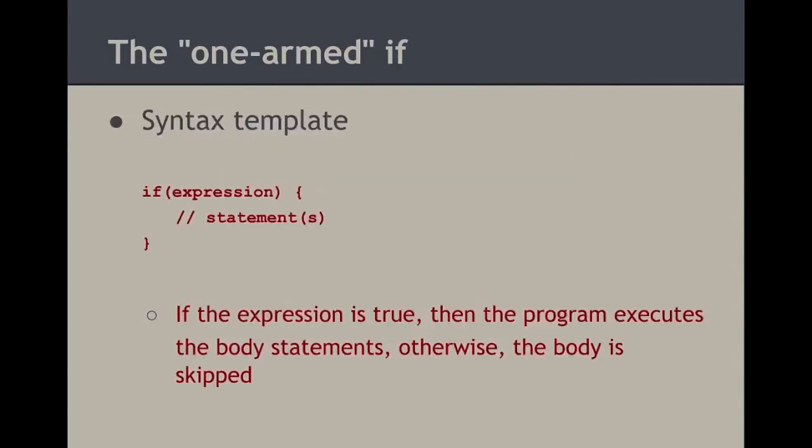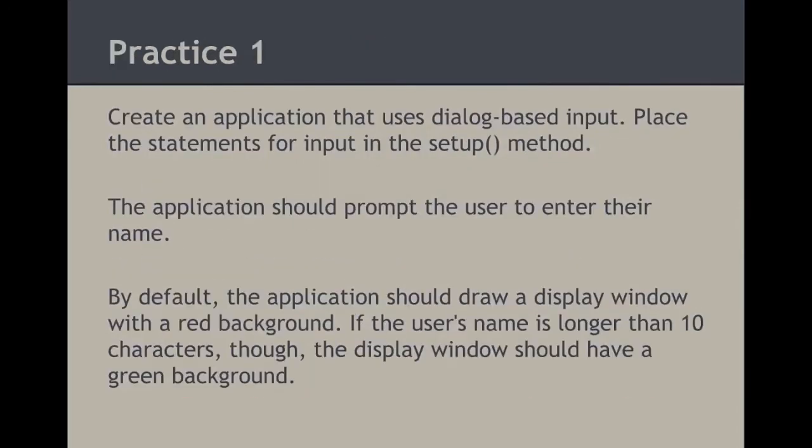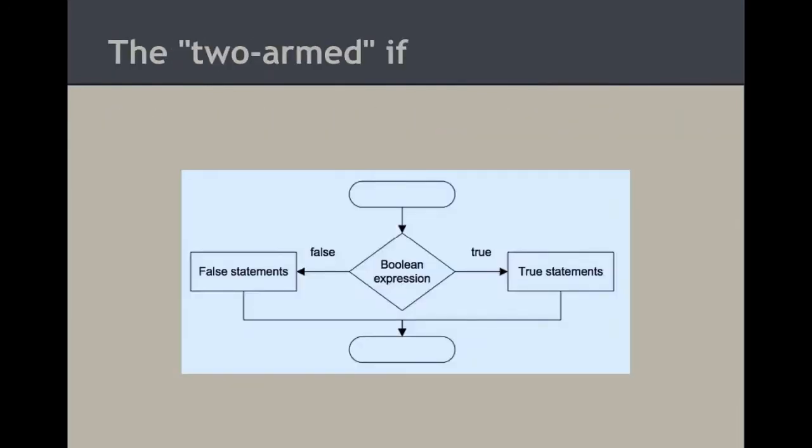On the other hand, our two-armed if, which is what we're going to talk about here, gives us two optional paths to follow. We follow one if the Boolean expression is true, and we follow the other path if the Boolean expression is false. So we do this if it's true, that if it's false, and in either case, we continue on after the if statement when either this or that is done.